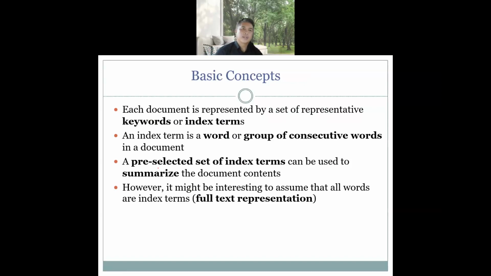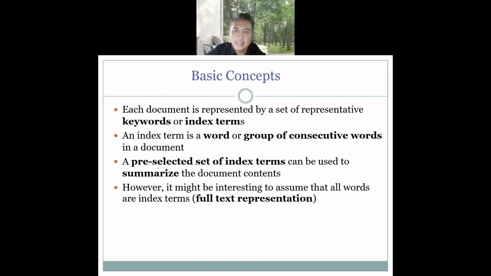Okay. This is some of the basic concepts before we proceed. In each document, they will be represented by a keyword or index terms. So an index term is a word or group of consecutive words in a document. So it could be one word or more than two words. Okay, so phrases of words.